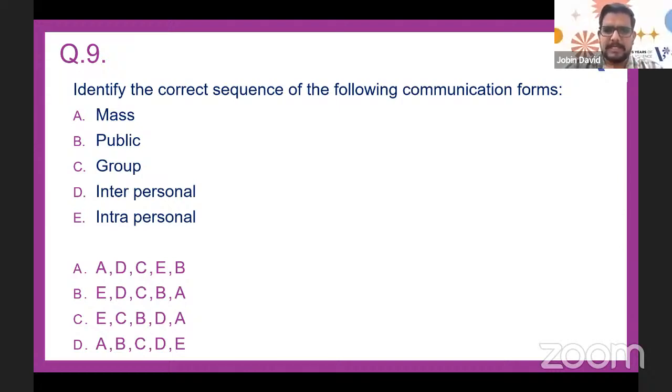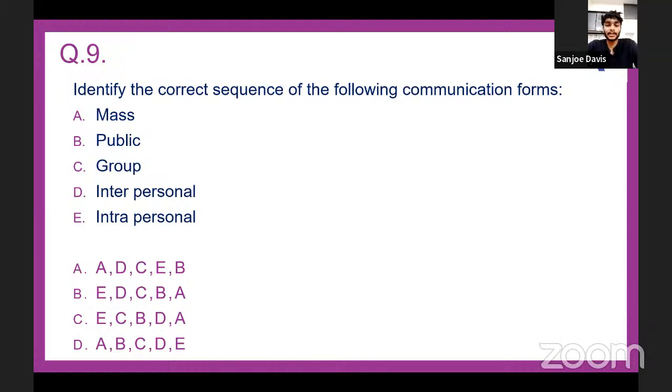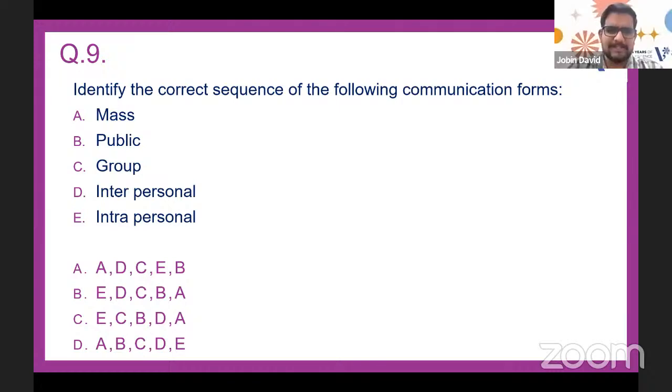Then what do you mean by interpersonal? What you and I are having right now is interpersonal, because two people are communicating. Group means, like, if I'm talking to a group of 10 people.